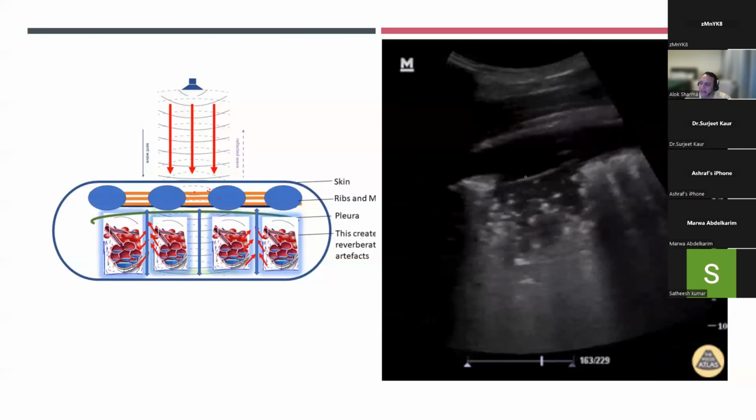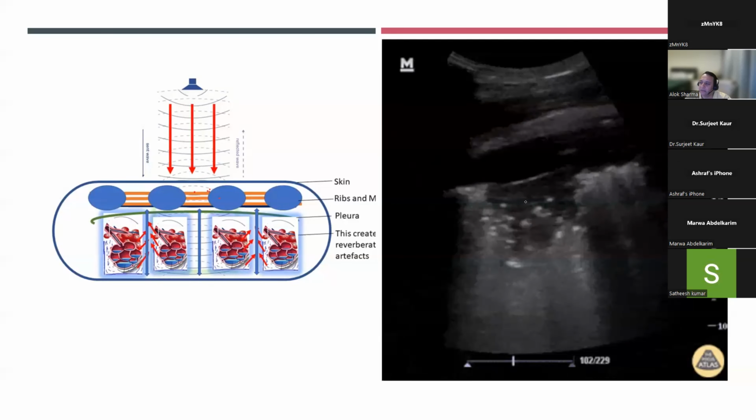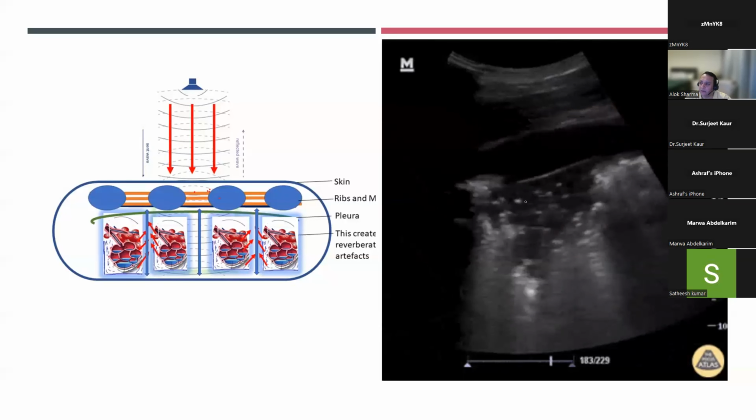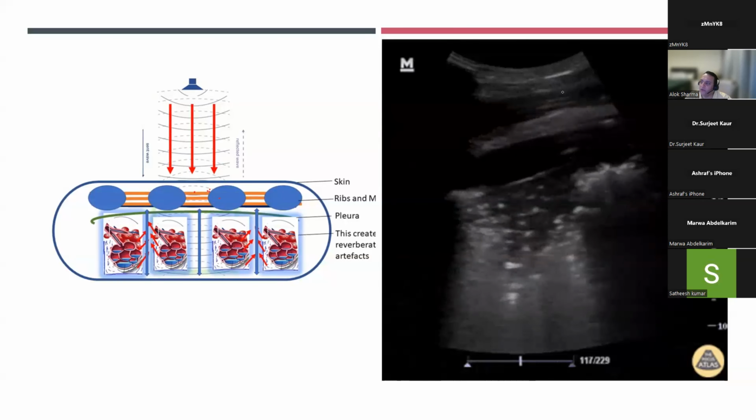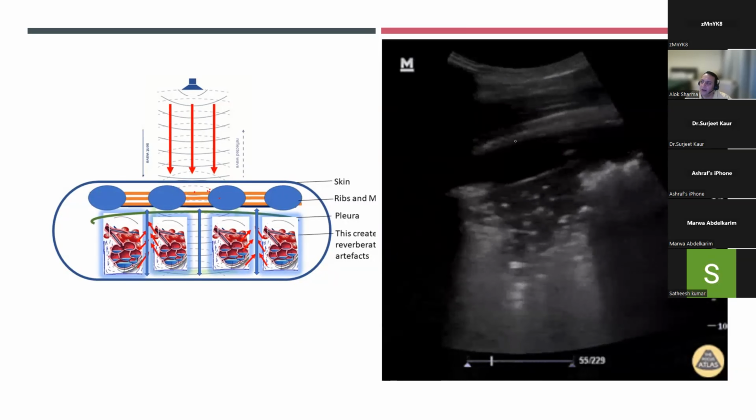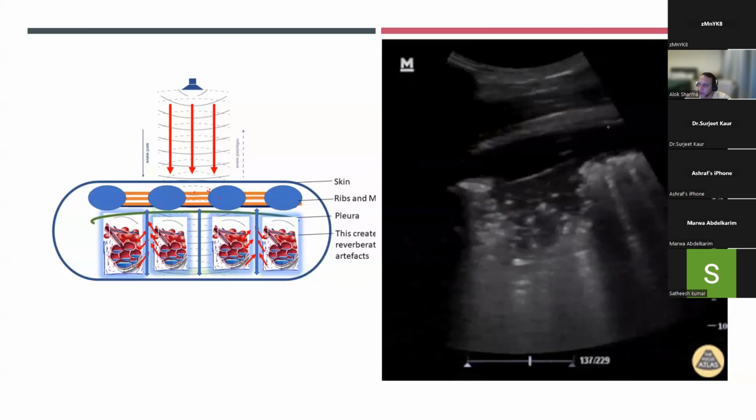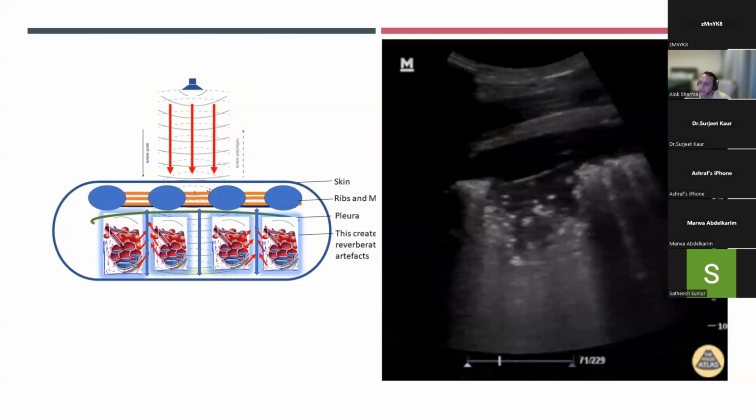Now, if you can't have air in this area, are you going to get A lines? No. Okay. So you have to get some appearance. Sound waves are still going to move in. Now, sound waves are going to move in and interact with this tissue. They naturally are going to bounce off the parietal pleura. They're going to bounce off the visceral pleura.